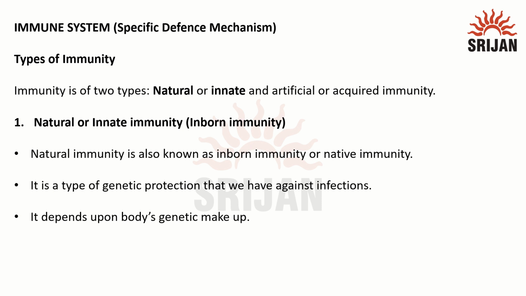Now, if we see the types, specific immunity can be divided into natural or innate and artificial or acquired immunity. Now, natural or innate immunity is termed inborn immunity. So, this is naturally present from the time of birth. It is a type of genetic protection that we have against infection, and it is dependent on the person's genetic makeup. So, DNA is the one basic distinguishing feature.